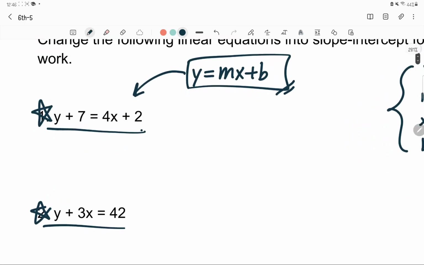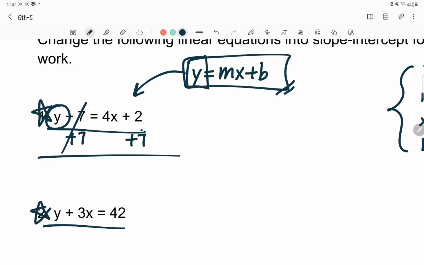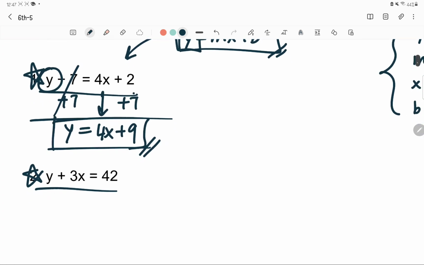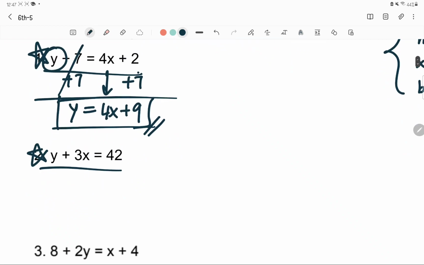So let's do it. The y has to be on the left side of the equation. So you leave the y over here, and you add 7 on both sides to cancel out the 7 and leave the y by itself. And 4x just stays as it is, and 2 plus 7 is 9. So the slope-intercept form for number 1 is y equals 4x plus 9.